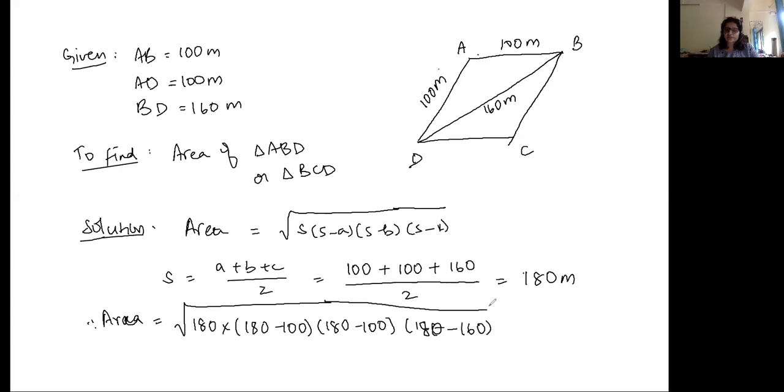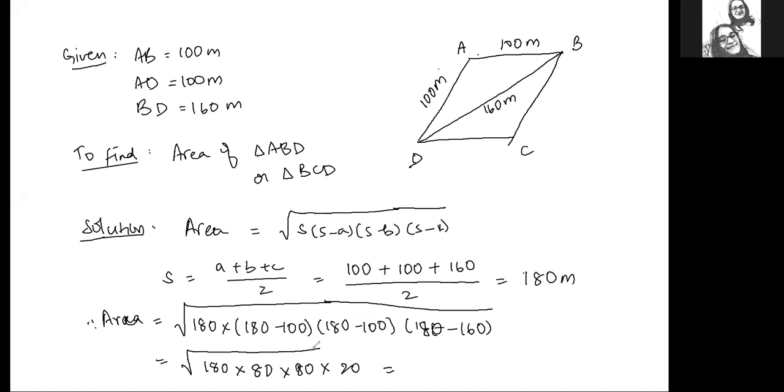ये पूरा अंडर रूट होगा. That is equal to root of 180 into 180 minus 100, which is 80. 80 again. 180 minus 160, 20. 20. Now instead of multiplying, just take the common stuff out.